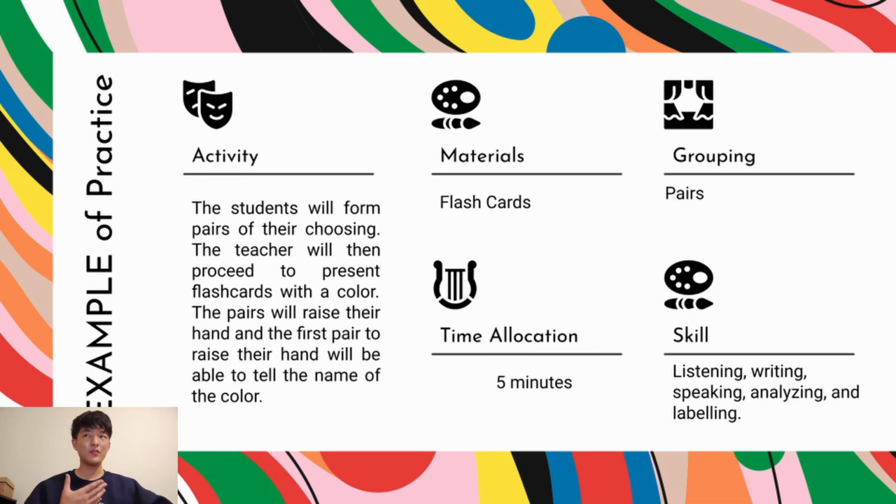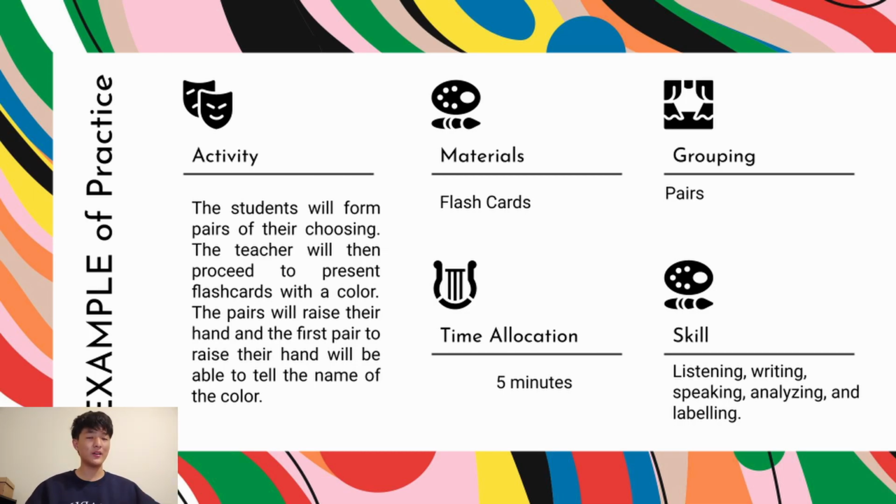Another activity we could be doing in this stage is the teacher presenting flashcards. And beforehand, the students will form pairs. So it's basically like small teams, and the teacher will be presenting them with flashcards, and the first pair to raise their hand will have the opportunity to answer or tell what the color presented in the flashcard is.